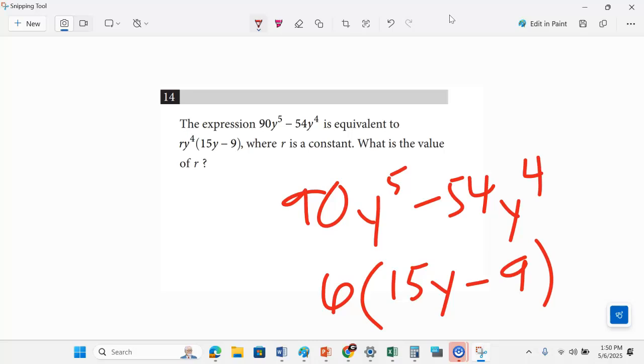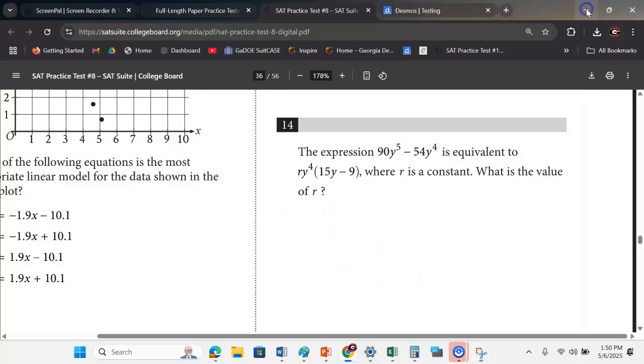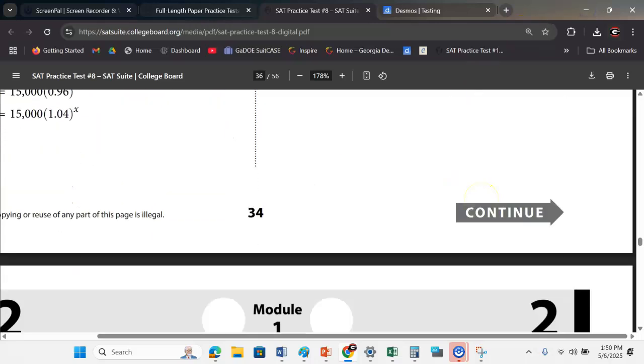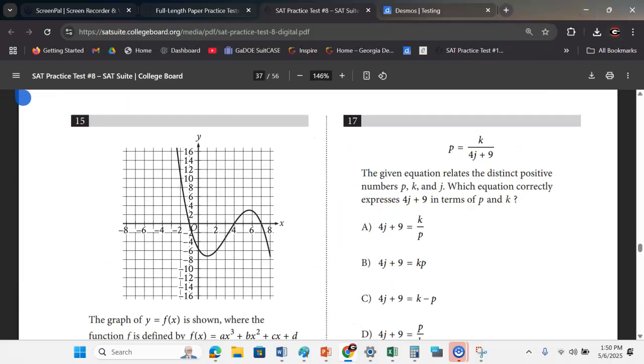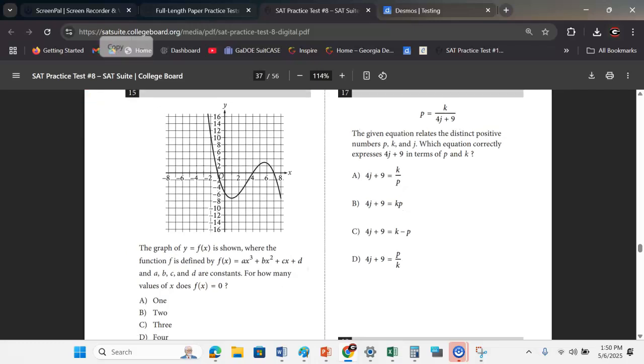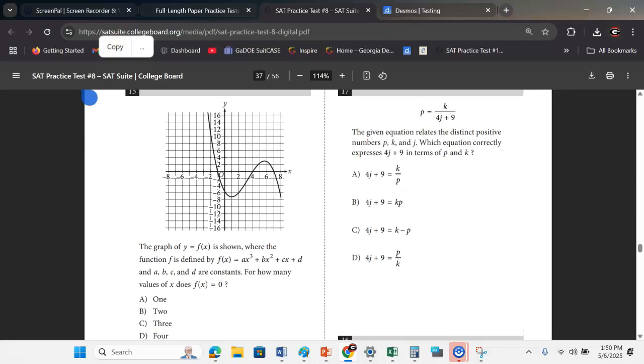Now that y to the fourth that they have written right there took those exponents down to 1y and 0y's, but R is going to be 6. That'll be the answer to number 14. This will be 6. All right, 15. It's going to start working its way harder here in a minute. The graph is shown where f is defined, blah, blah, blah. A and b and c are constants.